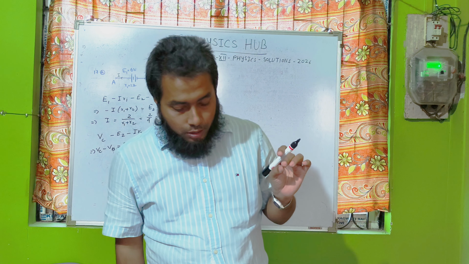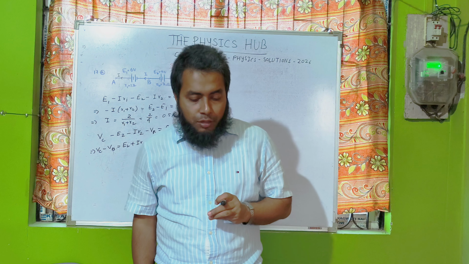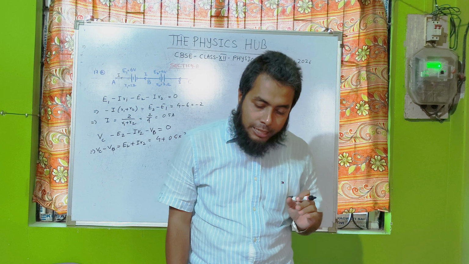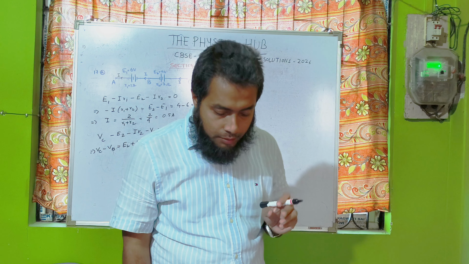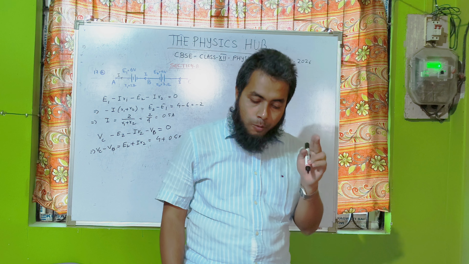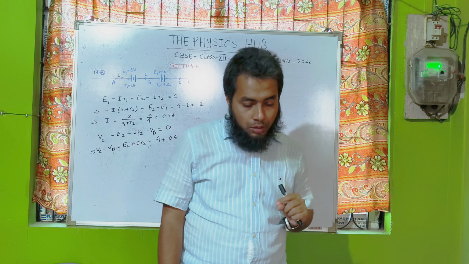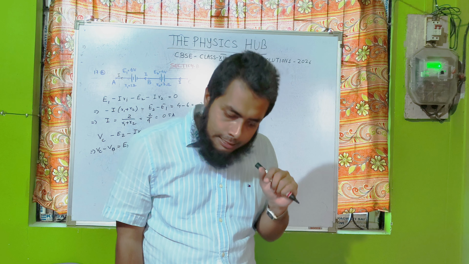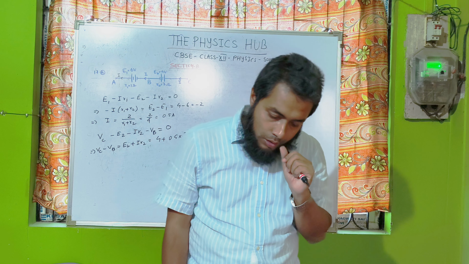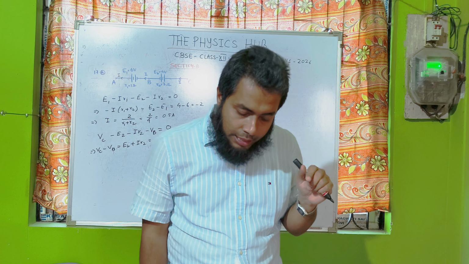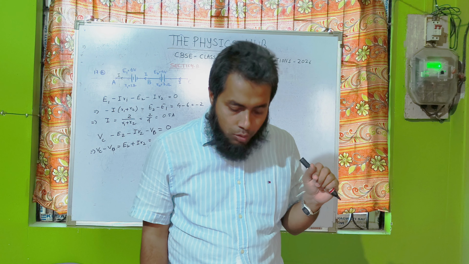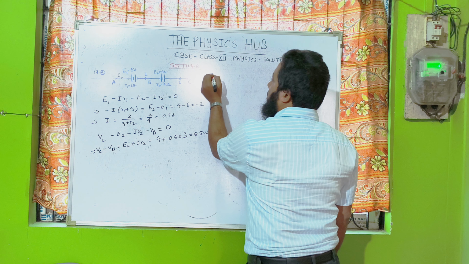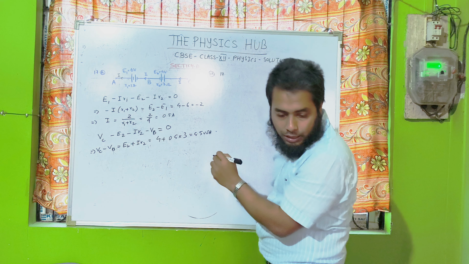Next is part B. It says a battery of EMF 21 volt and an internal resistance 3 ohm is connected to a resistor. If the current in the circuit is 3 ampere, find number 1, the resistance of the resistor, number 2, the terminal voltage of the battery. So there are two things: an EMF of 21 volt and an internal resistance of 3 ohm, connected via a resistor. The current of 3 ampere is given, so we have to find the resistance of the resistor.